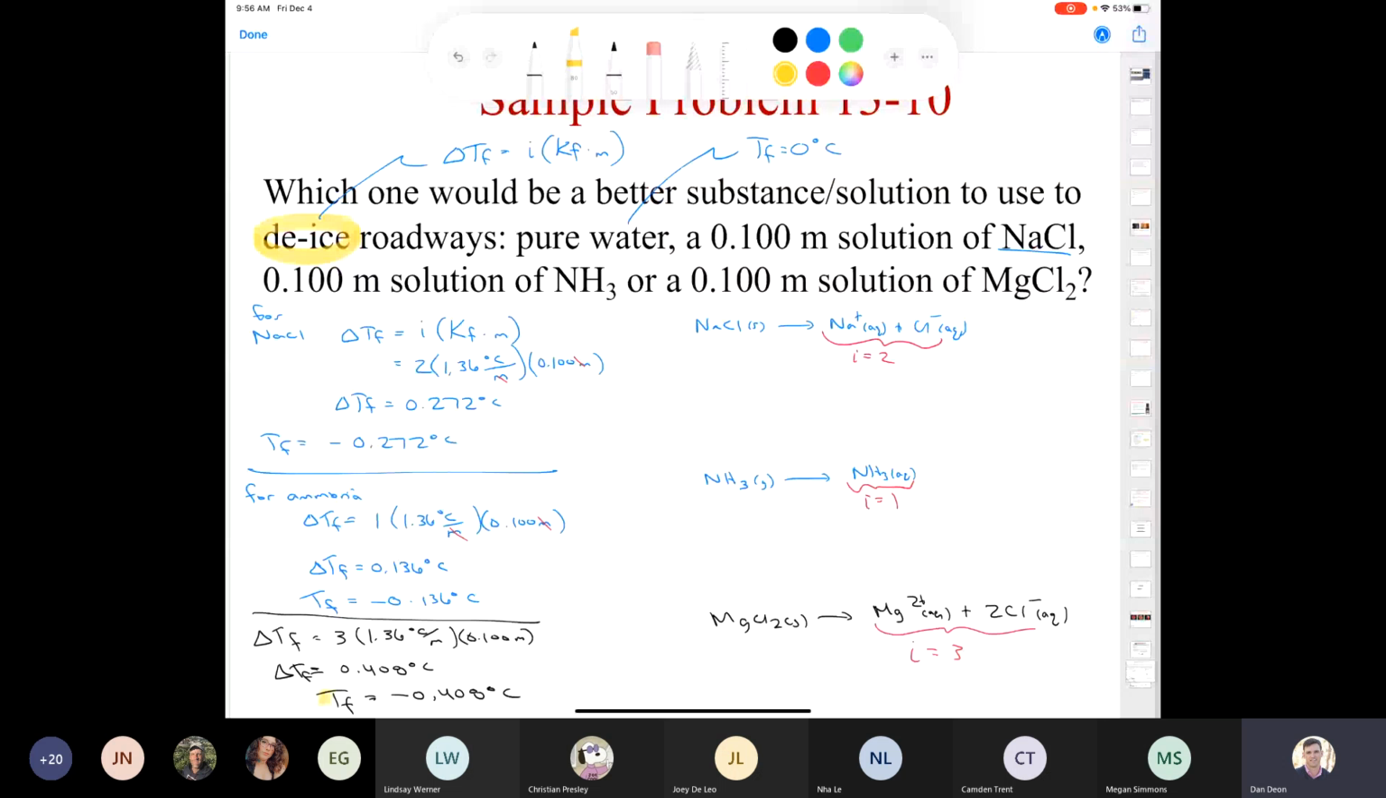So the answer is the magnesium chloride. It's going to be the best. So if you saw this question on an exam, the answer is the one with the highest i. That's the answer to the whole problem. The one with the greatest Van't Hoff factor. Right? You know it's not going to be pure water. You know that as long as you dissolve something in water, it's going to have a lower freezing point, right?